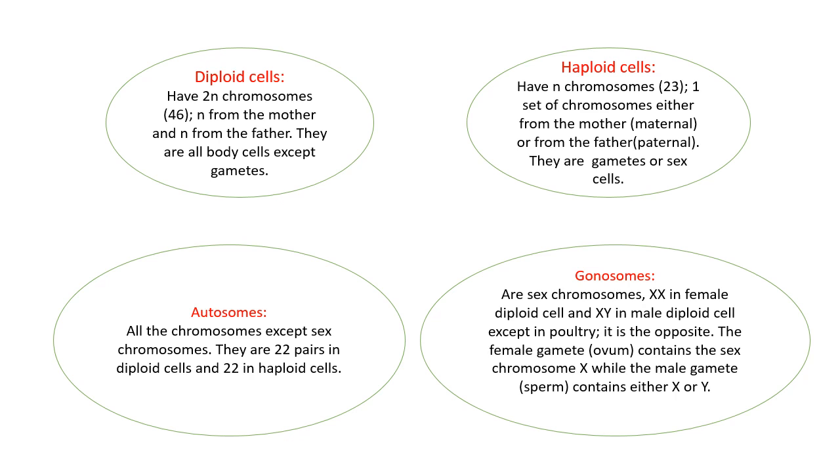Chromosomes are classified into two types, autosomes and chromosomes. Autosomes are all chromosomes except sex chromosomes, and they are 22 pairs in diploid cells and 22 in haploid cells. While the sex chromosomes are XX in the female diploid cell and XY in the male diploid cell, except in poultry where they are the opposite. The female gamete, the ovum, contains the sex chromosome X, while the male gamete, the sperm, contains either X or Y.